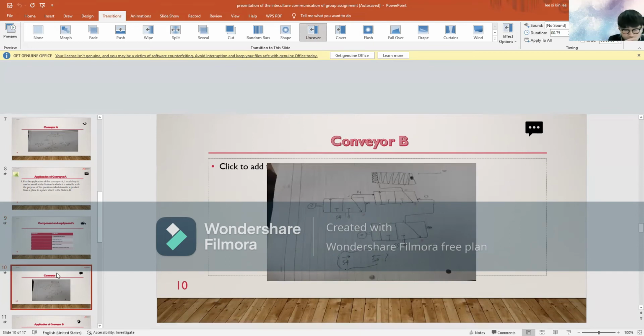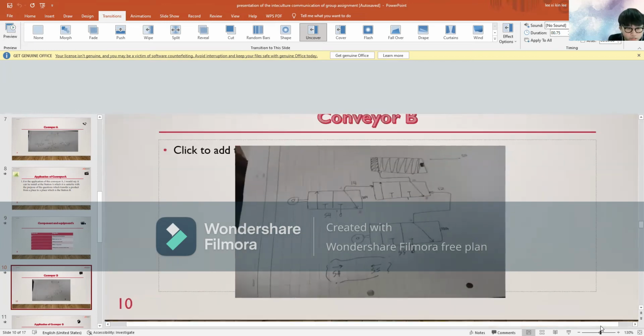So this is conveyor B, as it is used to clamp things so that they cannot move in any way. So I will make it bigger. As you can see, there are two 3/2 rollers, and each of them acts as a sensor, a 3/2-way directional control valve, and a single acting cylinder.